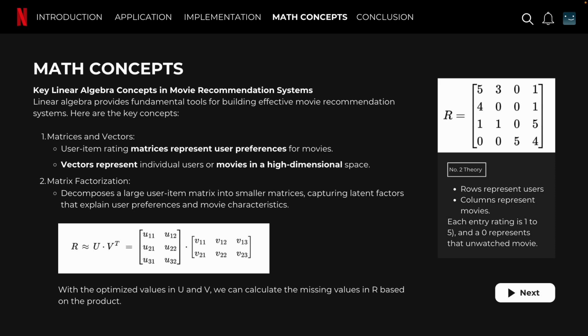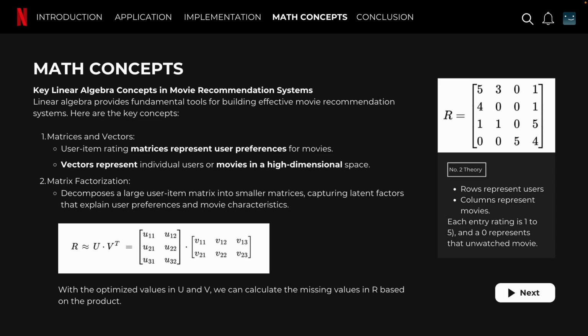Here are the concepts. The first one, matrix and vector. The matrix represents the user preferences for movies, and the vector represents an individual user or movie in a high-dimensional space. You can see from the right, rows represent the users, columns represent the movies, and each entry is a rating from 1 to 5, and a 0 represents an unwatched movie.